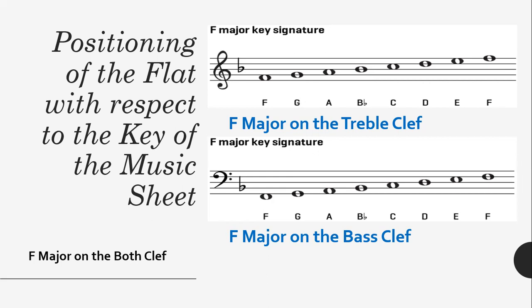Now, you know that when you are talking about the 1 sharp, you are dealing with key G. And when you are talking about the 2 sharps, you are talking about key D. Now, when you are talking about the 3 sharps, you are talking about key A.